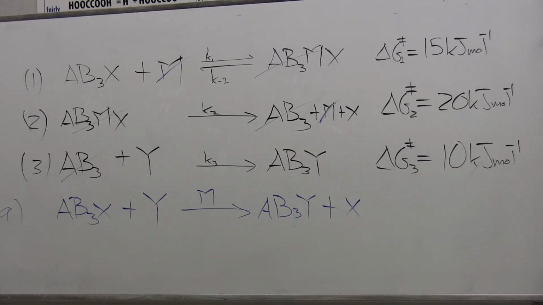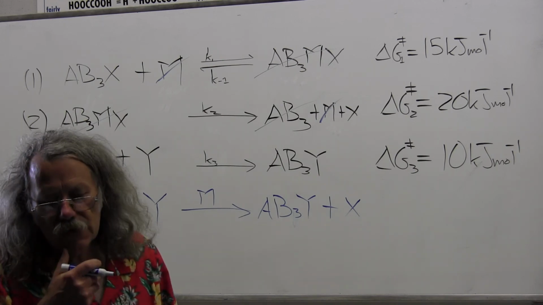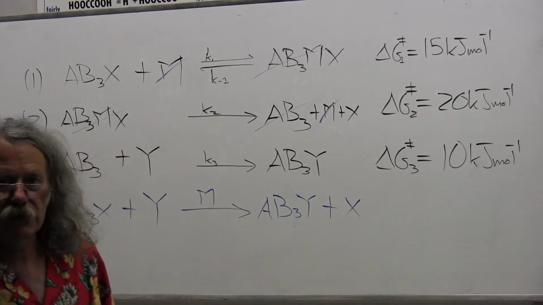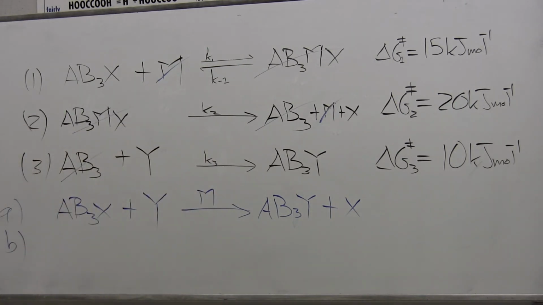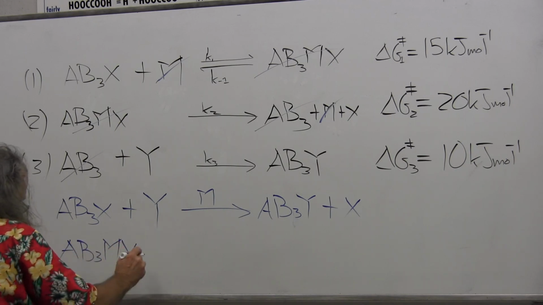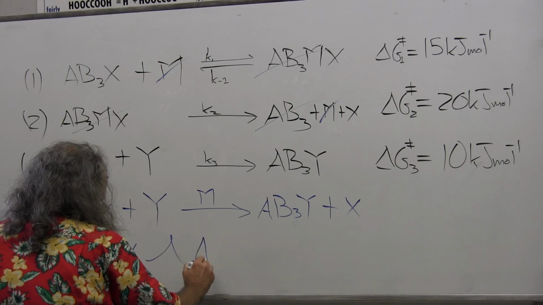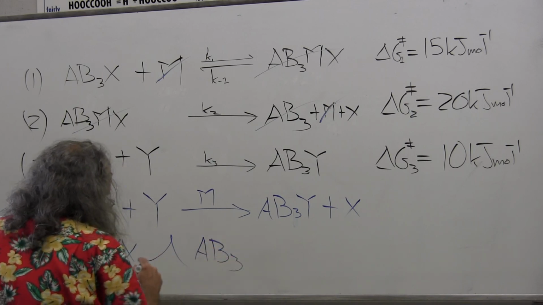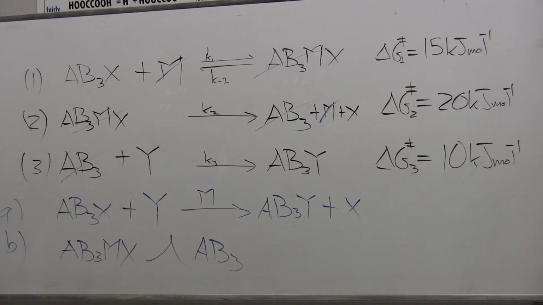Now B, part B is, what are the intermediates? AB3 and AB. Okay, so we've answered the first two problems.